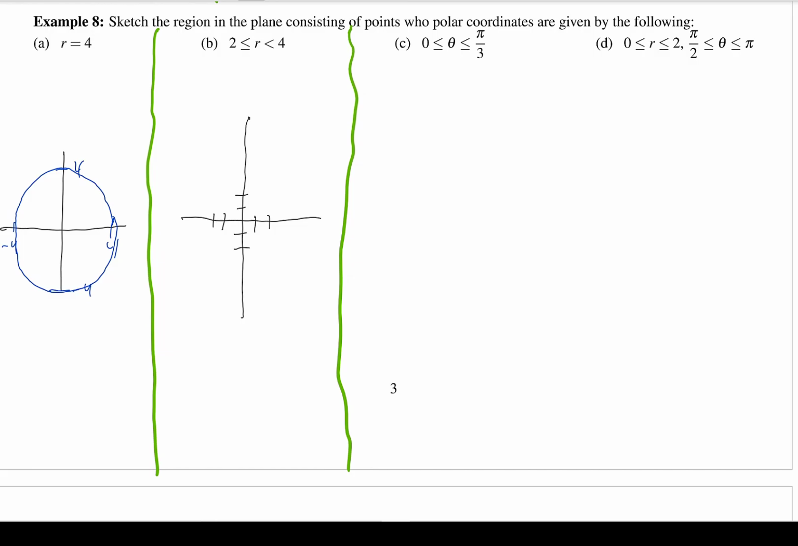Okay, so that would be this. Now, since it's greater than or equal to, I'm not going to dash this line because we're including this curve. But then we want those points to also be less than 4 units from the origin. So now what I'll do is take a circle of radius 4 and we'll use a dashed line to emphasize the fact that we can't include points that are on this curve.